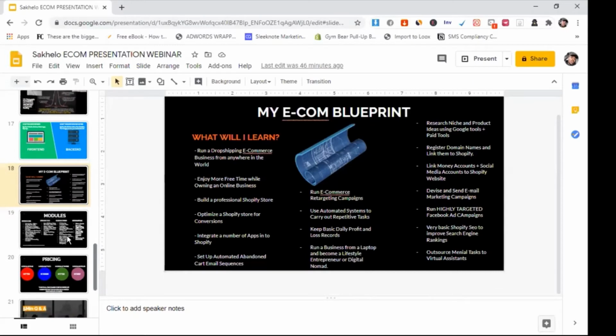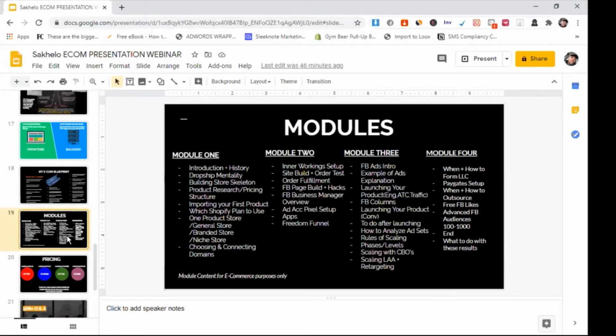Okay, then we get to the modules, right? This is the actual module of the actual course. This is where we're getting more deep into it, like into building the actual store. Okay, introduction to history, dropship mentality, building a store skeleton, product research, pricing structure, importing your first products, which Shopify plan to use, one product store, general store, branded store, or niche store, choosing and connecting domains.